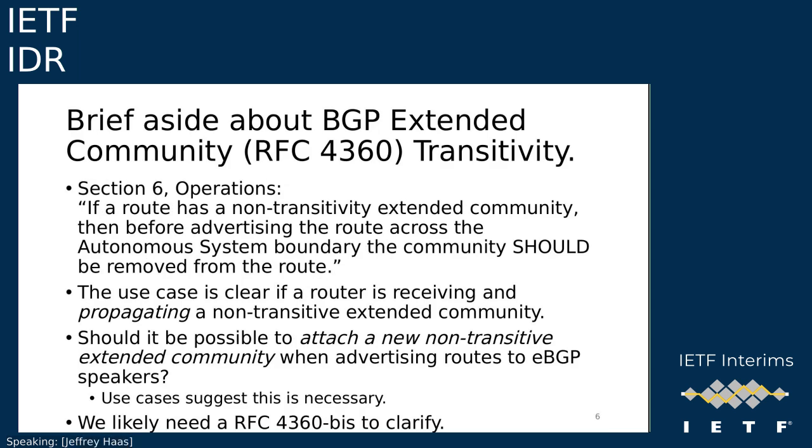One aside is that part of the conversation here covers some ambiguity inside of the base BGP extended communities document itself regarding transitivity. The procedure that's actually written in 4360 says that if a route has a non-transitive extended community, then before advertising across an AS boundary, the community should be removed. Now, the use case is really clear if a router is receiving and otherwise would be propagating the route, and it's non-transitive. You'd want to basically stop there. The question becomes, is it possible to intentionally attach a brand new non-transitive one and effectively, as I like to call it, throw it across the wall of an AS session so that the adjacent AS can actually use it?